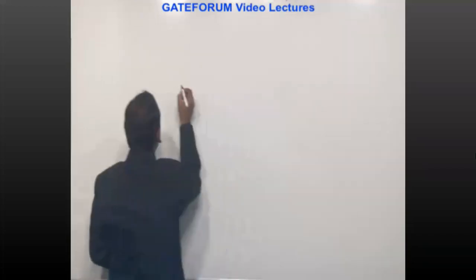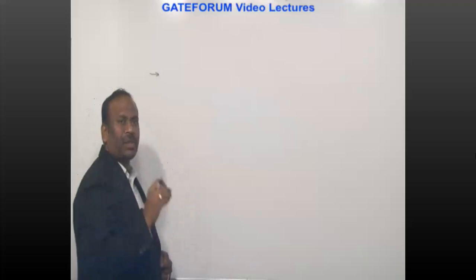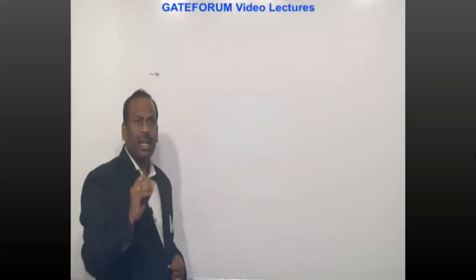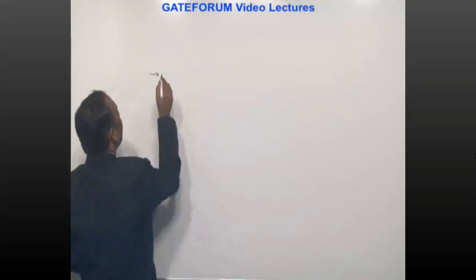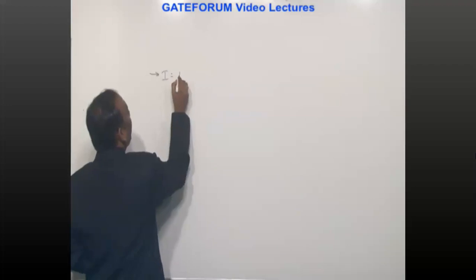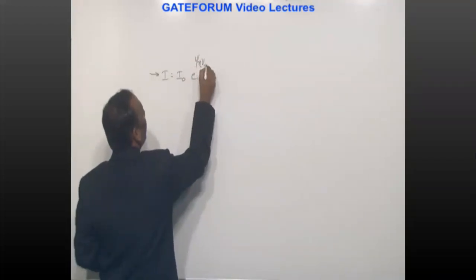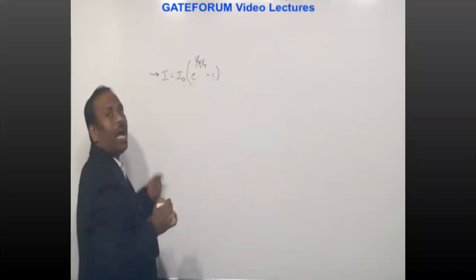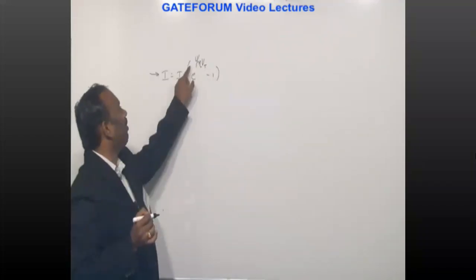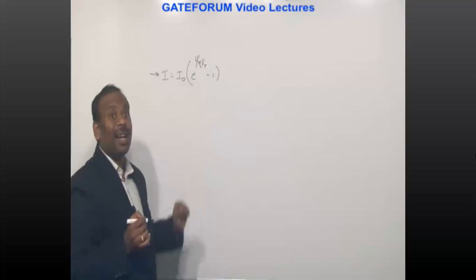That is theoretical analysis. Today we are going to see the VI characteristics of a diode using mathematical equations. By using mathematical equations, we are going to get that characteristics. There is one derivation, but the derivation is not required for us. It's a lengthy derivation. We require only the final result. This is called the diode current equation: I equals I naught into e power v by eta vt minus 1. This is called the diode current equation.